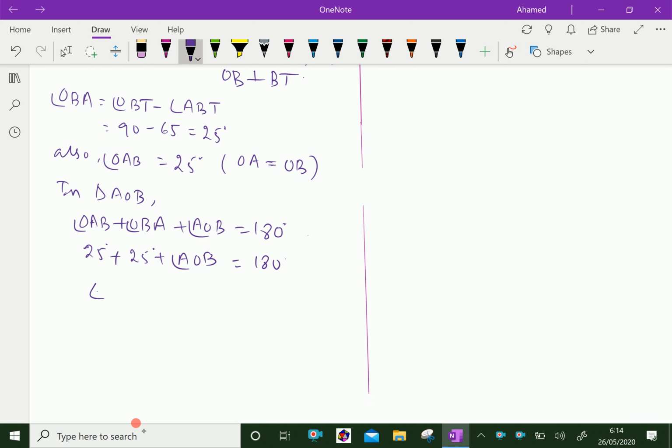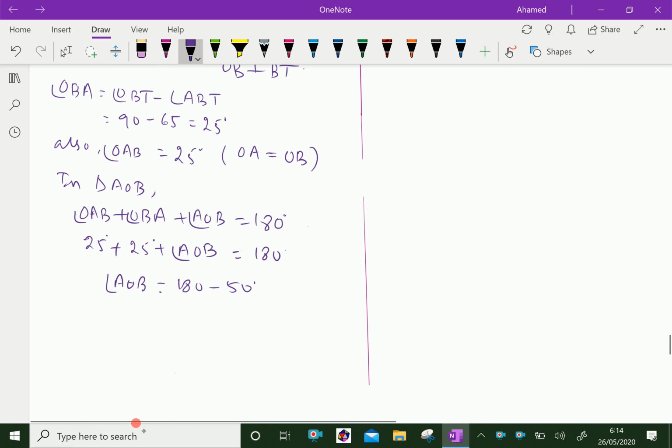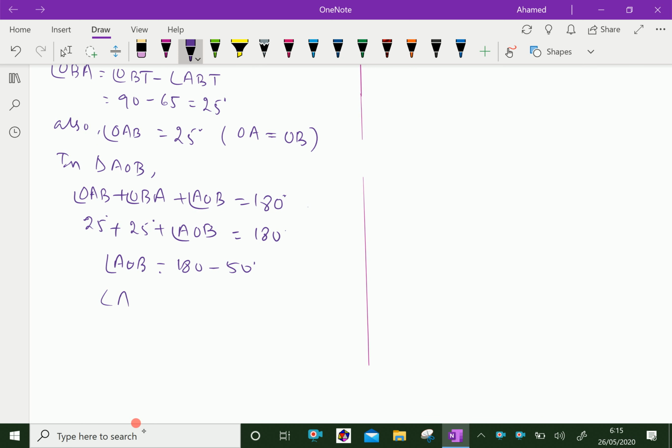Therefore, angle AOB is 180 minus the sum of 25 plus 25, which is 50. Therefore, angle AOB equals 180 minus 50, which is 130 degrees. We got it.